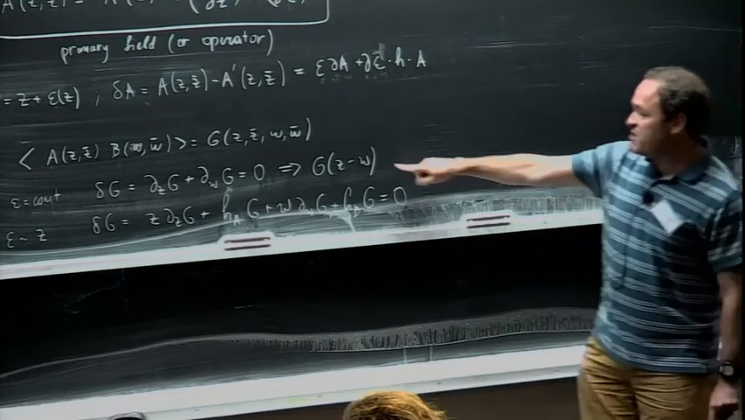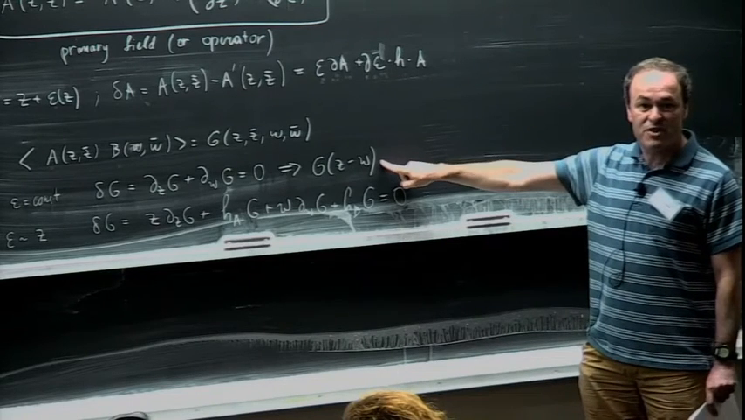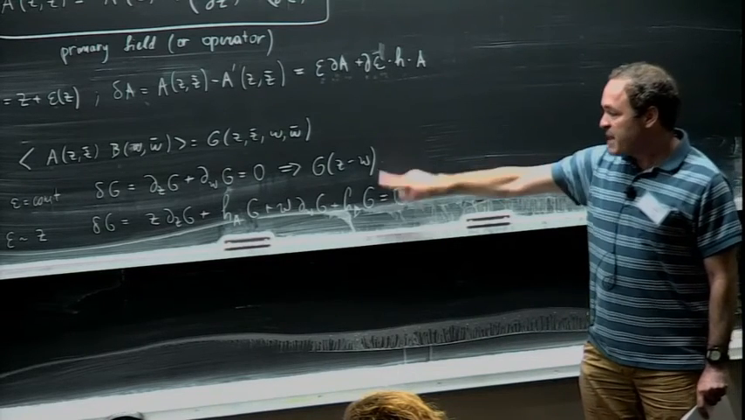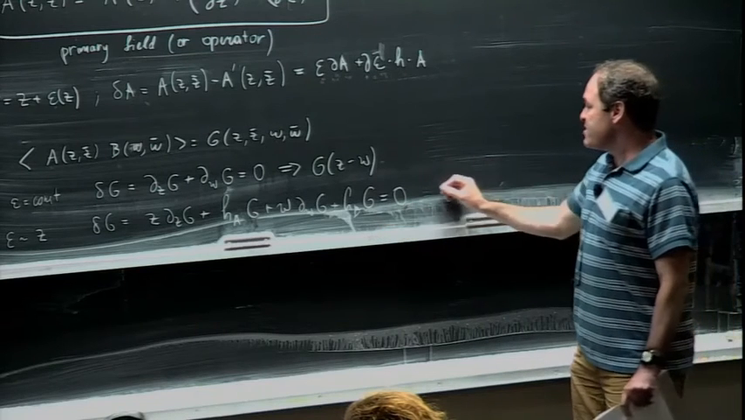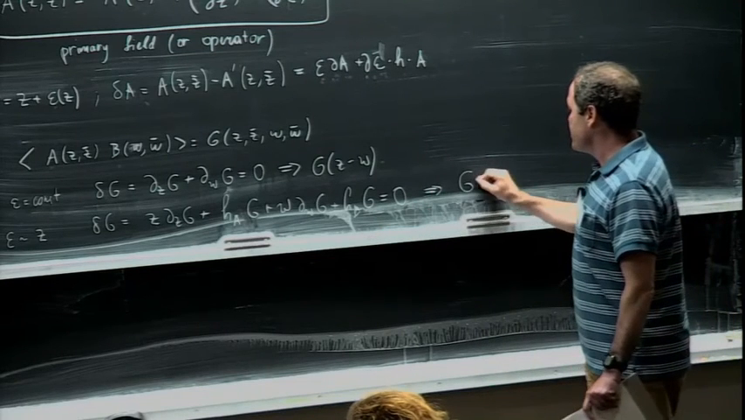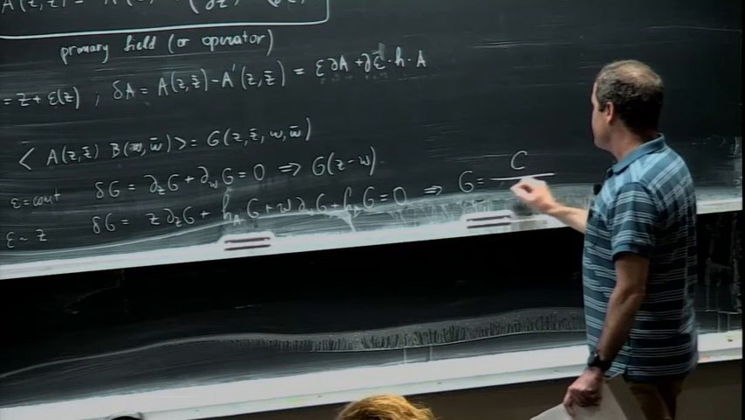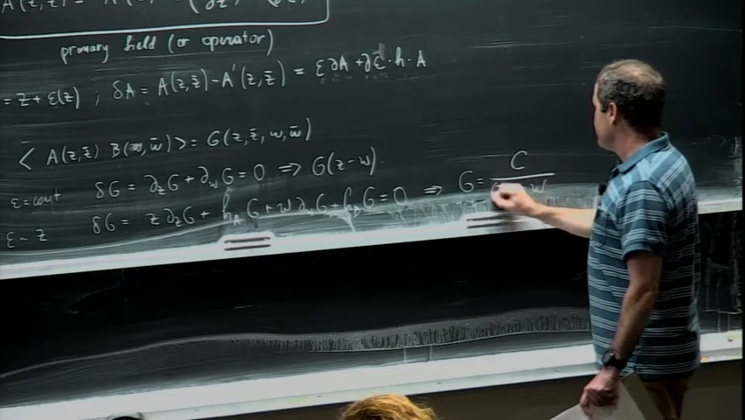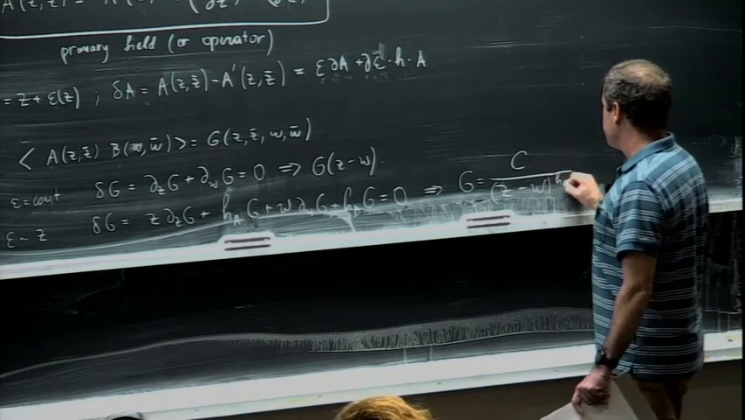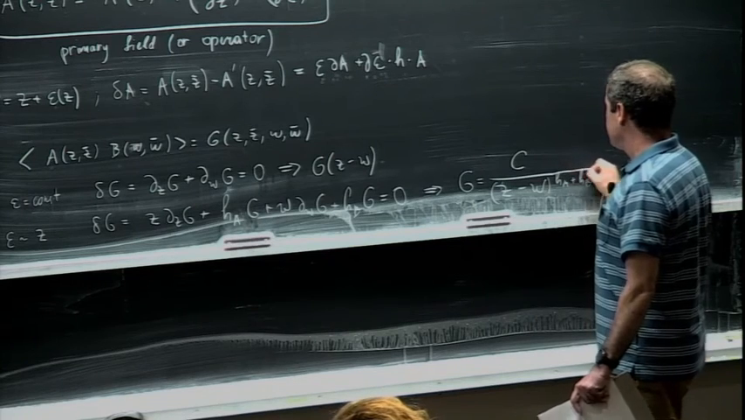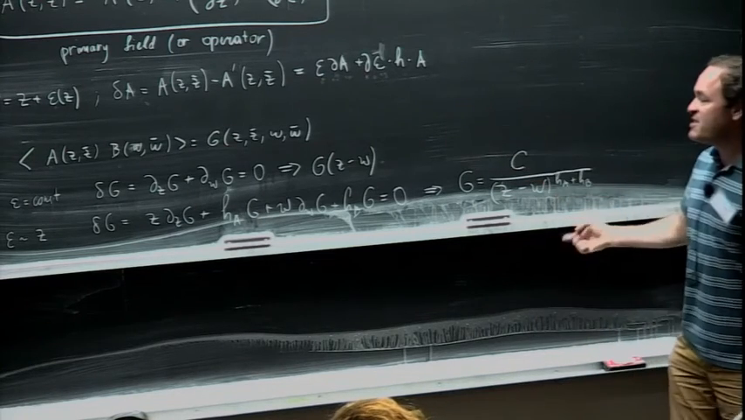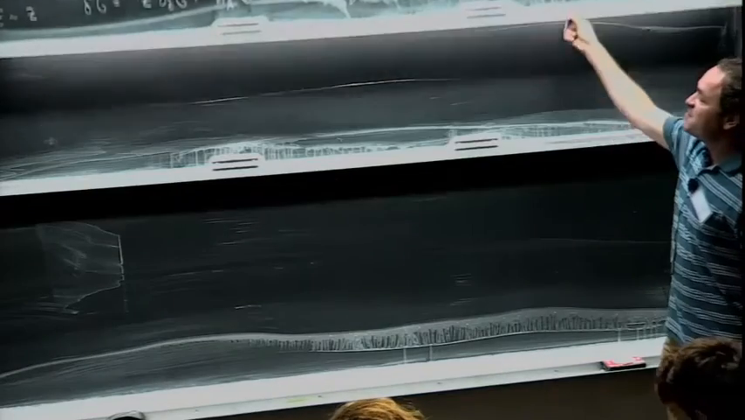But of course, G is a function of z minus w, so that we should already take into account. So if you plug this into this equation, you will see there's only one solution of that equation, that G goes as some constant divided by (z minus w) to the power of h_A plus h_B. So here I assume that A and B have different dimensions, h_A and h_B.